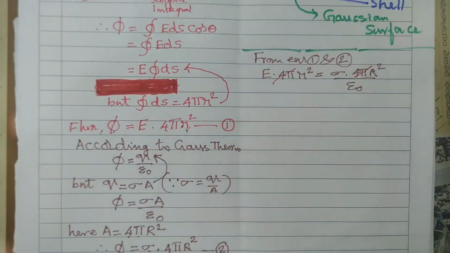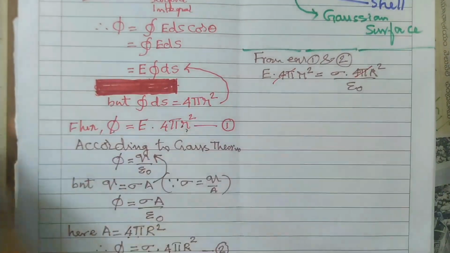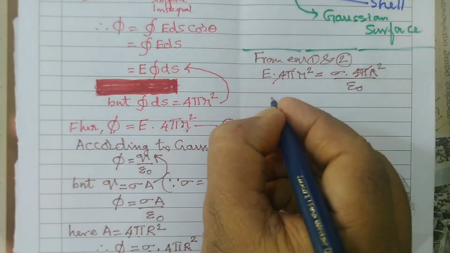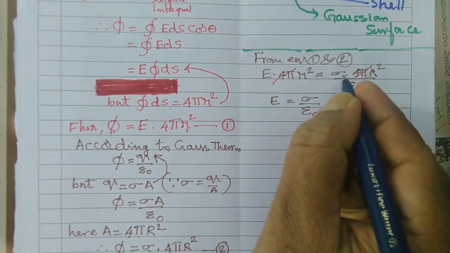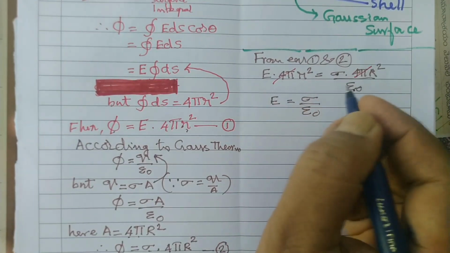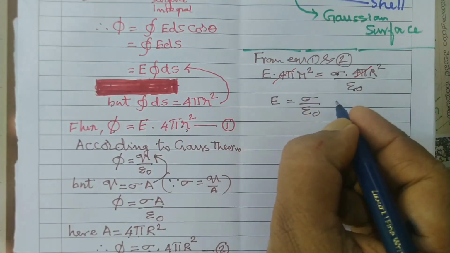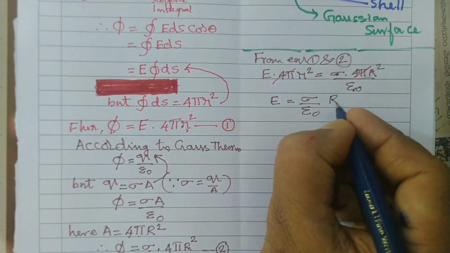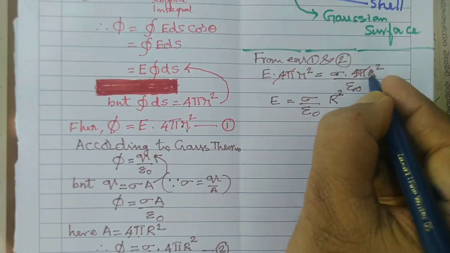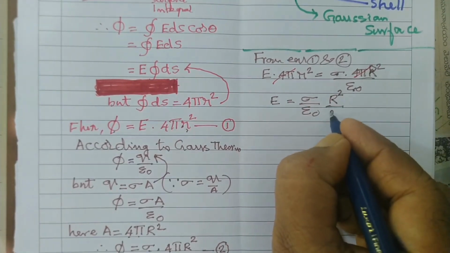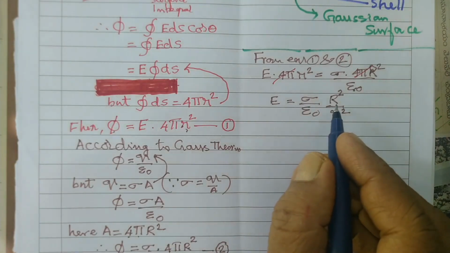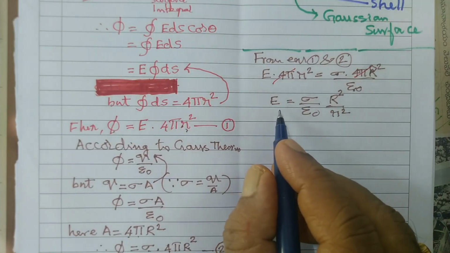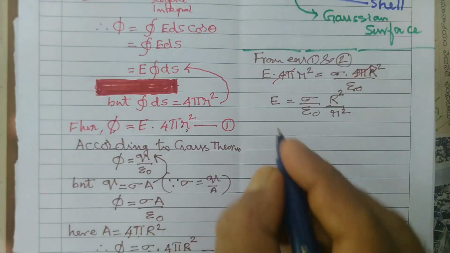Then if these 4 pi and 4 pi are cancelling each other, I can say that electric field E is equal to sigma by epsilon 0. This sigma and this epsilon 0 I am writing. Now we should not write 4 pi, already got cancelled. This capital R square, write it clearly, by small r square. This is the expression for electric field due to uniformly charged spherical shell.